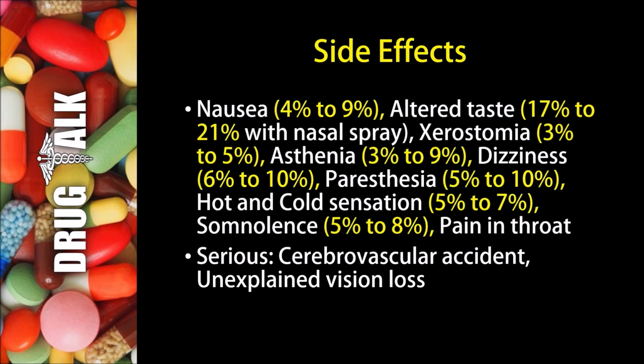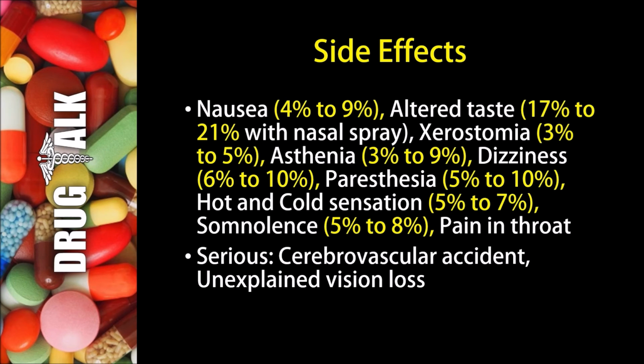Now, as with all medications, there are some side effects or adverse reactions that patients may experience while using Zolmitriptan, so I'll go over some of those here now. Nausea may happen 4 to 9% of the time, and 17 to 21% of patients using the nasal spray may experience an altered taste. Xerostomia may happen 3 to 5% of the time, and asthenia, or abnormal weakness, would happen 3 to 9% of the time.